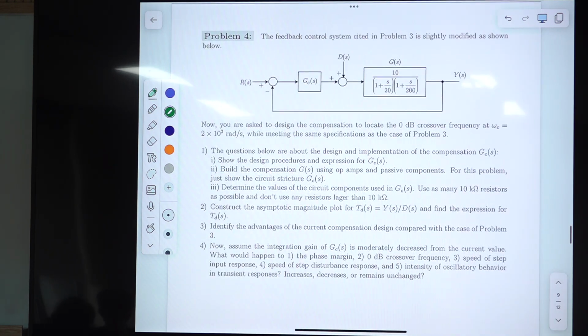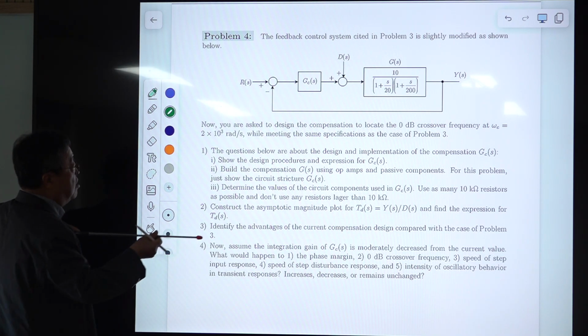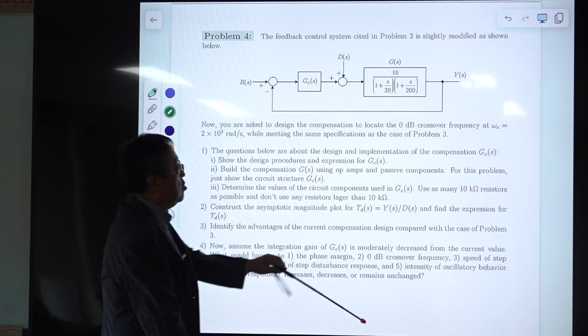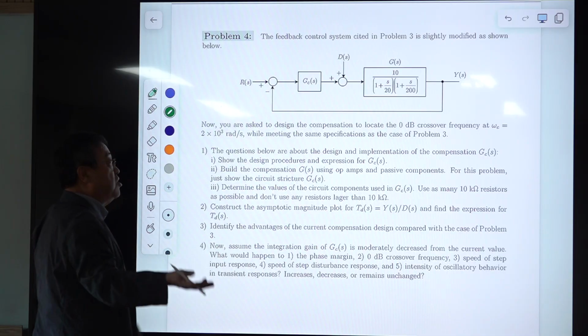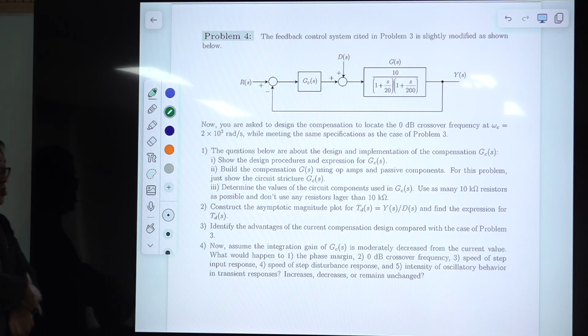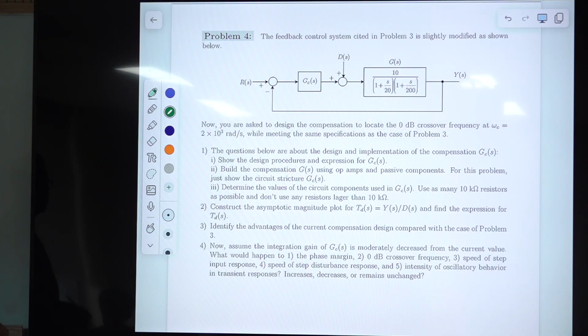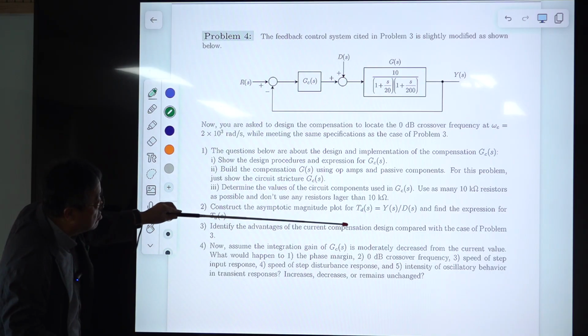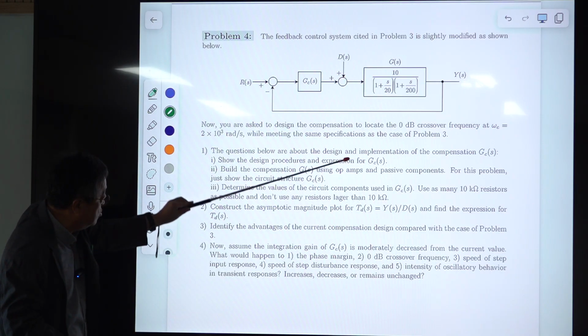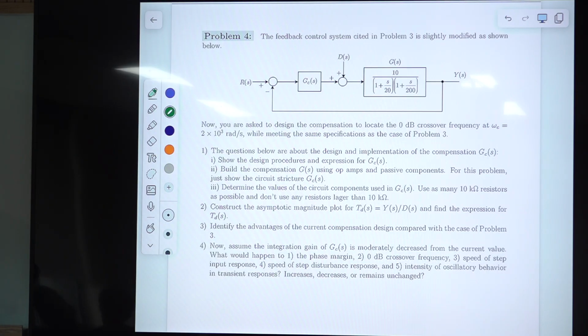So in this problem, we'll be using another type of compensation. Now you are asked to design the compensation to locate the 0 dB crossover frequency at this frequency while meeting the same specification as the case of problem 3. All right? And show everything, the design steps and the designs and so on. Okay? So we'll go one by one.